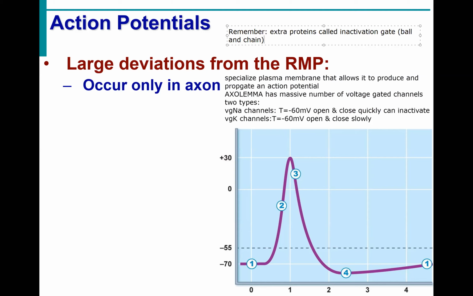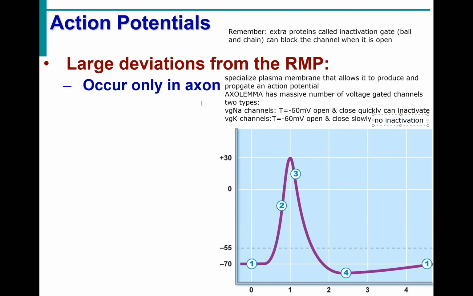And those can wedge themselves, those can block the channel when it is open. And if it blocks the channel when it is open, ions can't flow through, and they are inactivated. Voltage-gated potassium channels do no inactivation. So they don't have that same ball and chain on the potassium channel.